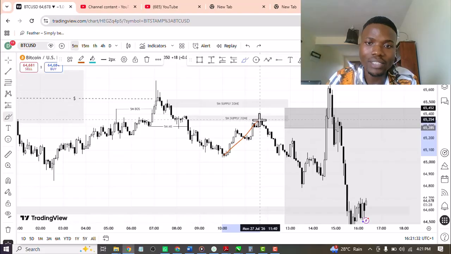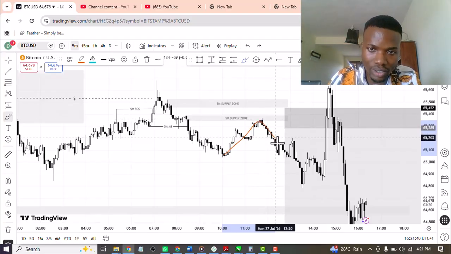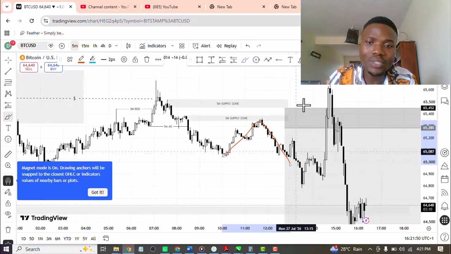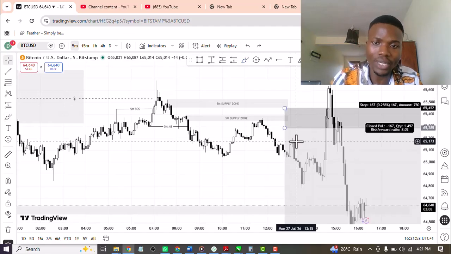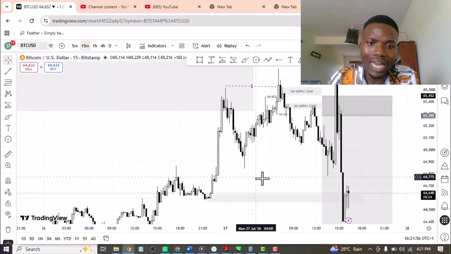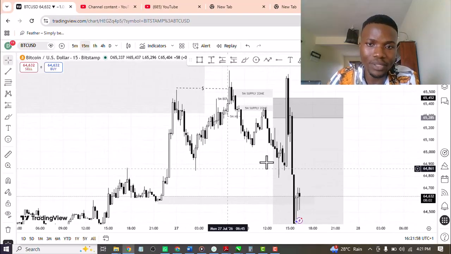Price respected this 5 minute supply zone, and this is the point at which I entered this trade, envisioning that it would keep selling to the downside, and eventually price was selling to the downside. But this is the reason why I lost this trade. What I observed, number one, is that I went down to my 15 minute time frame.